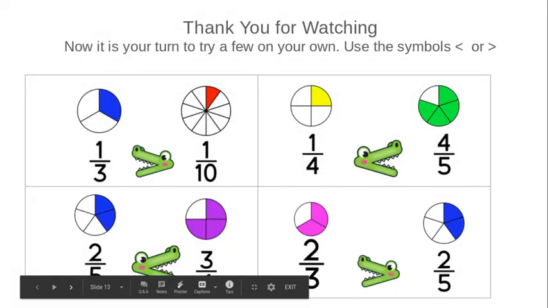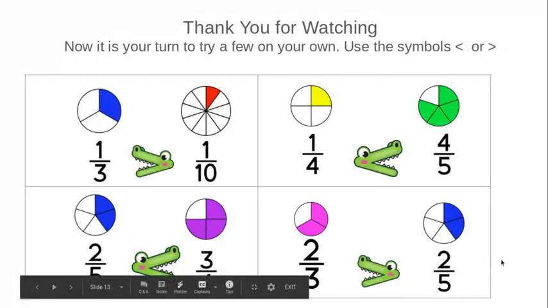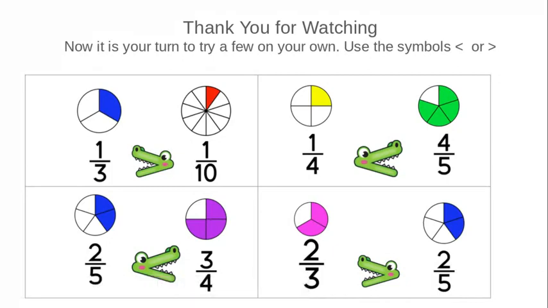All right, welcome back. So check your work. 1/3 is greater than 1/10, and you can visually see that. Here, 1/4 is less than 4/5. And all of these didn't have the same denominator, so the visuals were good. Here, 2/5 and 3/4, right? So 2/5 is less than 3/4. And on the last one, 2/3 is greater than 2/5.